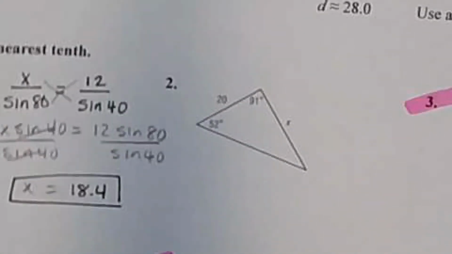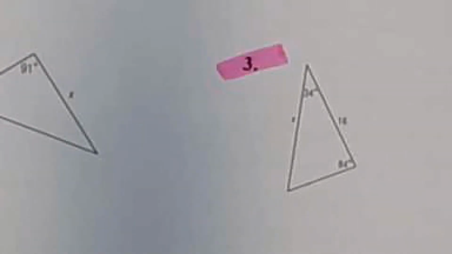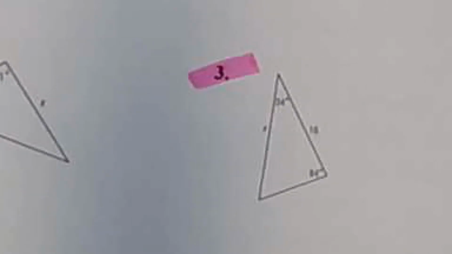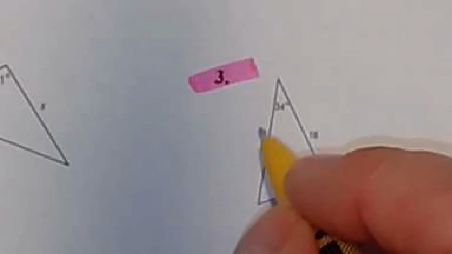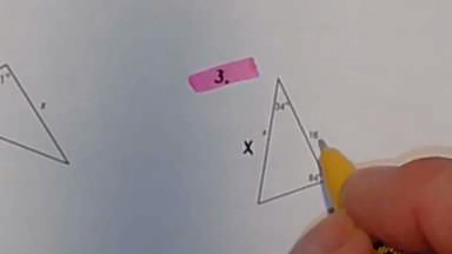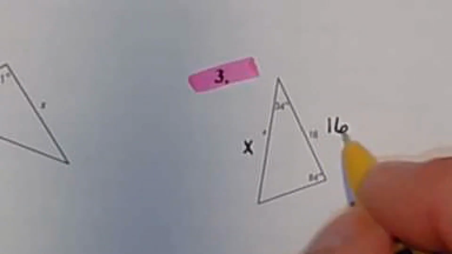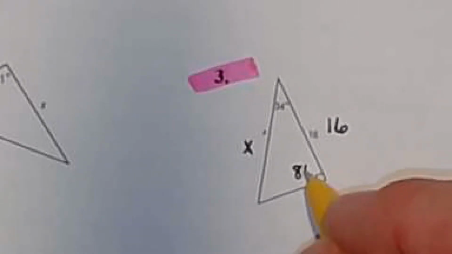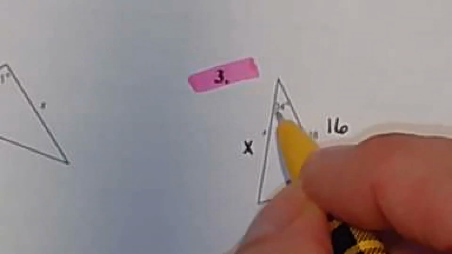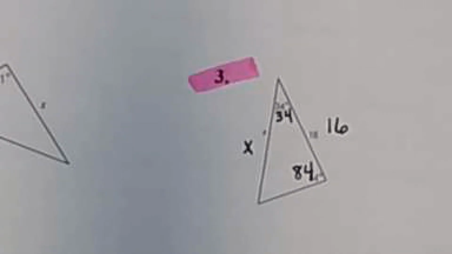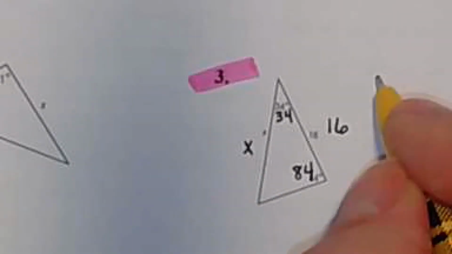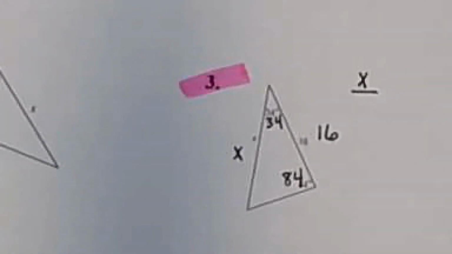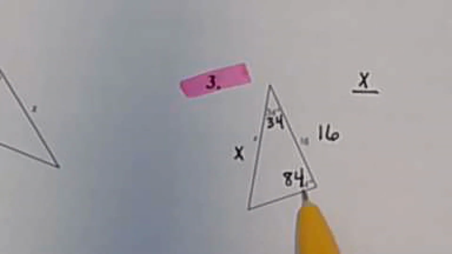Let's take a peek at number 3 over here. Now I realize that one's even a little more difficult to see these numbers. So what I have here is x. This measure here is a 16. This angle down here is 84. And this angle in here is 34. So I'm looking for a side. So I take x over, the angle opposite is 84 degrees.